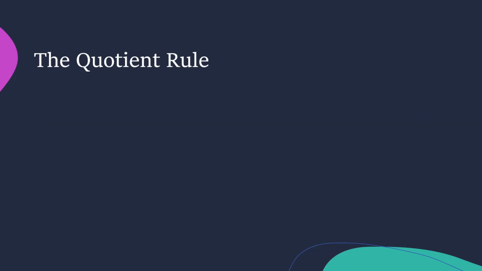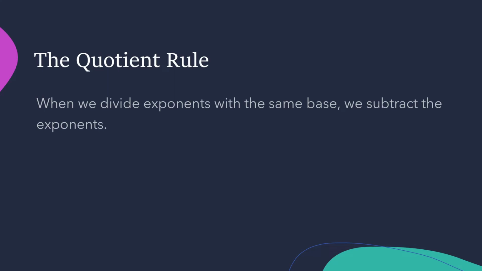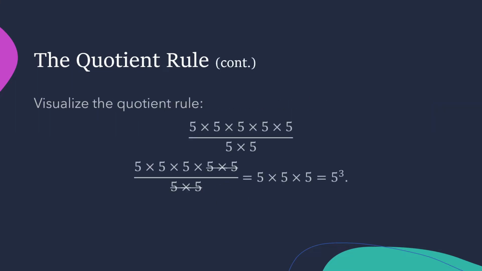Alright, now let's do the quotient rule, which is the exact opposite of the product rule, where you divide exponents with the same base. And opposite of addition is subtraction, so now we subtract the exponents. X to the m divided by x to the n is equal to x to the m minus n power. For example, 5 to the 5th divided by 5 to the 2nd power is equal to 5 to the 3rd power. And again, you can kind of see this just by expanding the exponents.